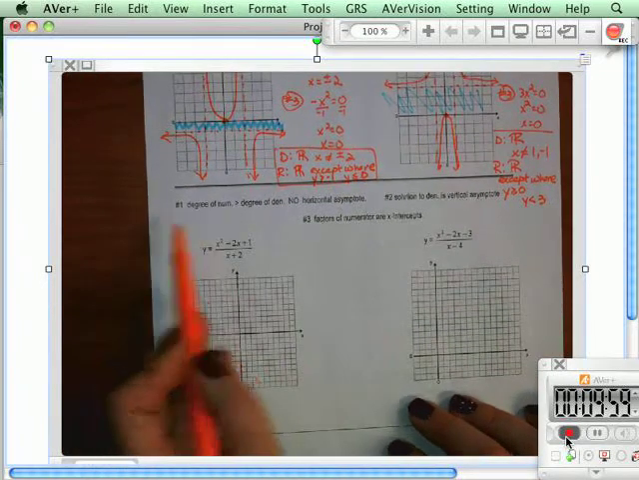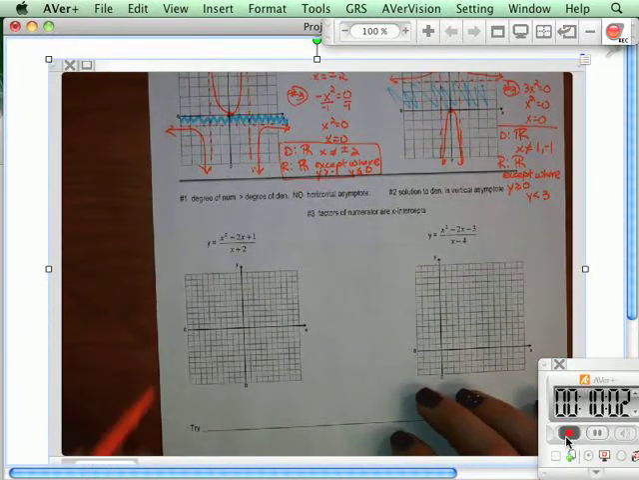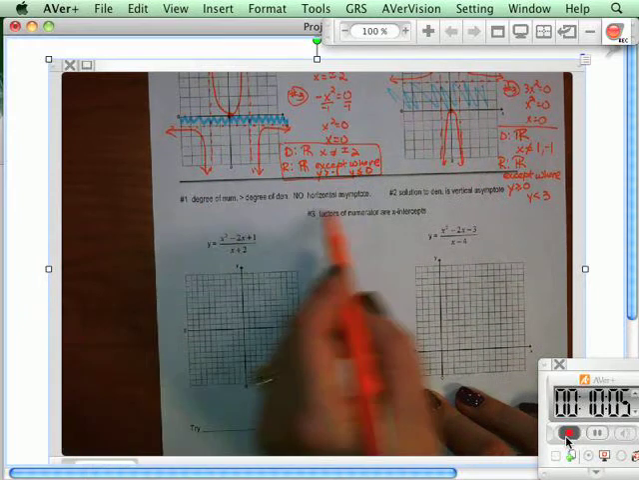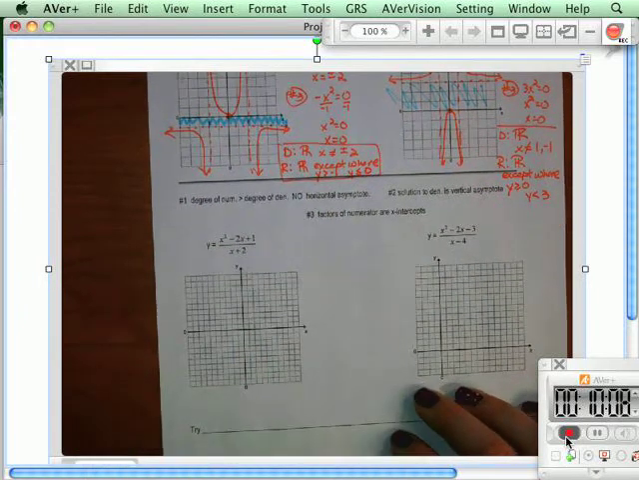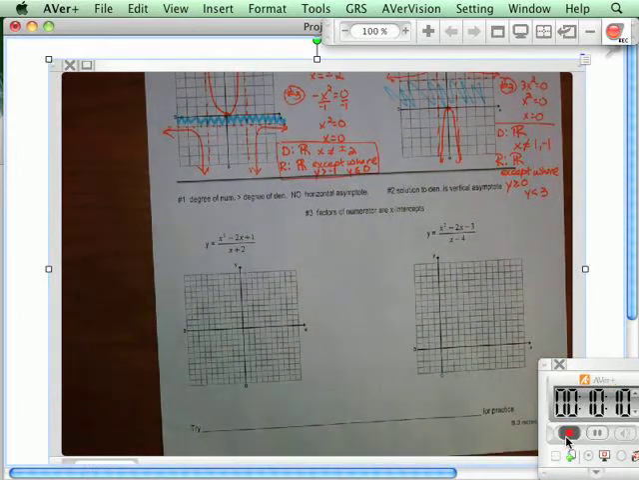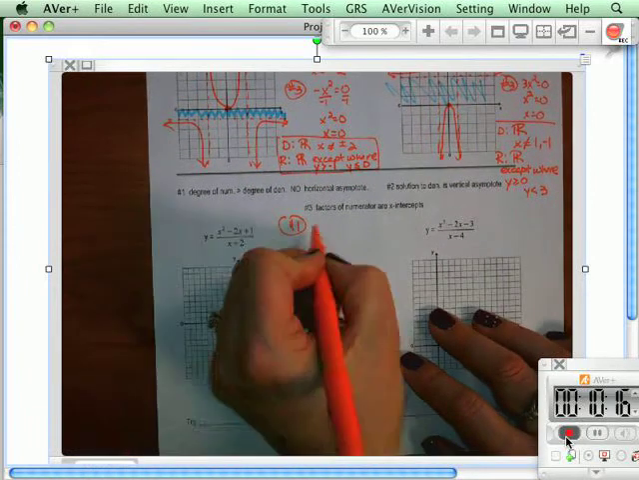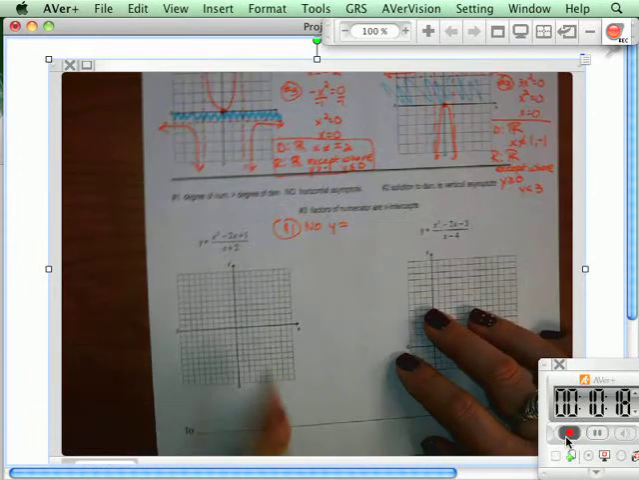Number 1. So here we have a slightly different situation. When the degree of the numerator is greater than the degree of the denominator, you're going to follow these steps. Okay? There is no horizontal asymptote. Got nothing here. So number 1, there's no y equals. No y equals.